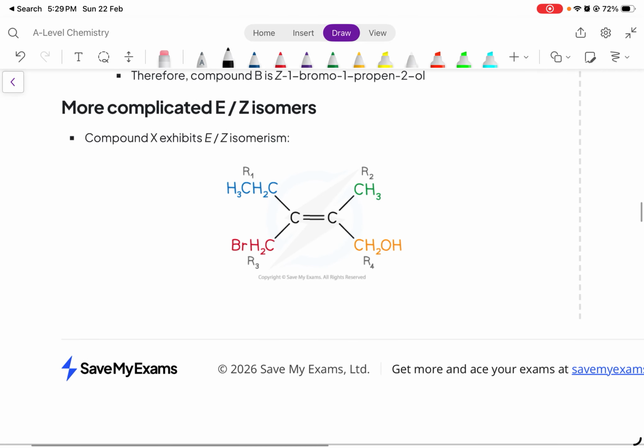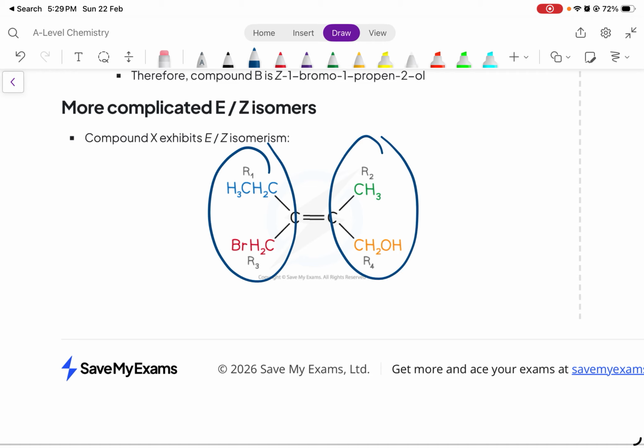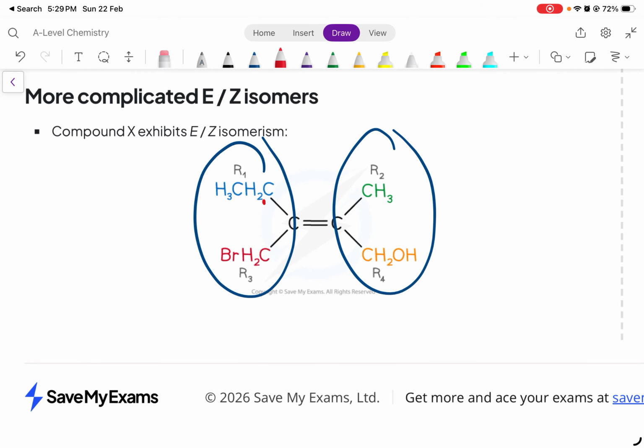Let's have a look again with a more complicated case. How can I know if this is E or Z? Again, we compare this side and this side. If we look at R1 and R3, we always compare from the nearest to the bond. We don't just start from the left, we look at who is nearest to the bond. So C and C is the same, it's fine, so we continue first.